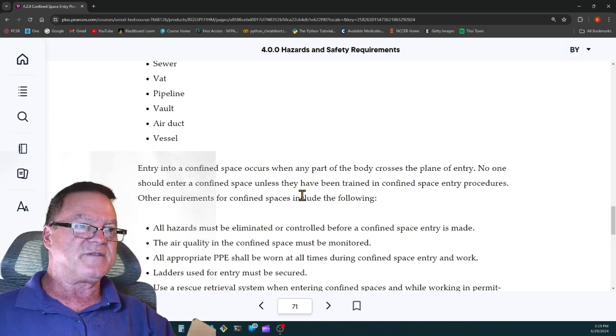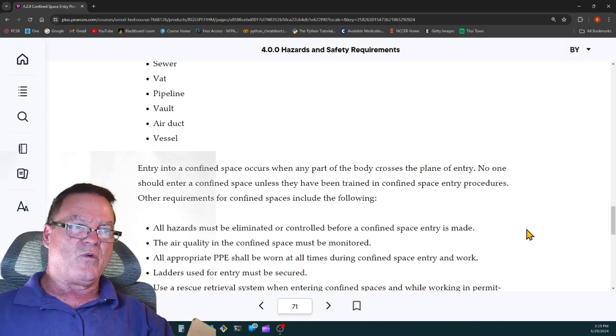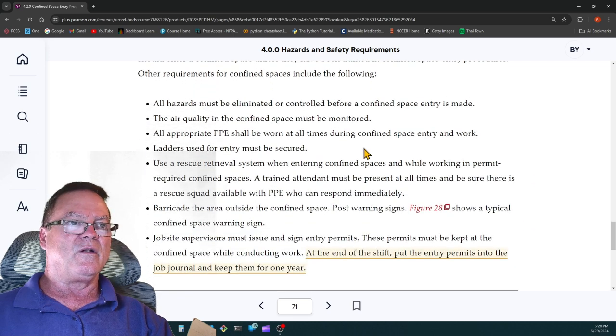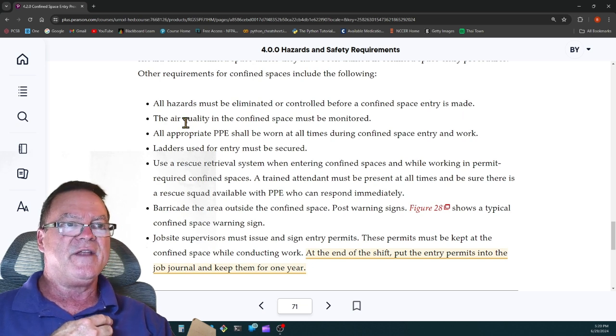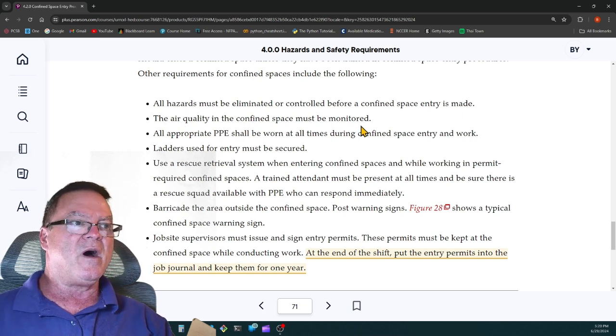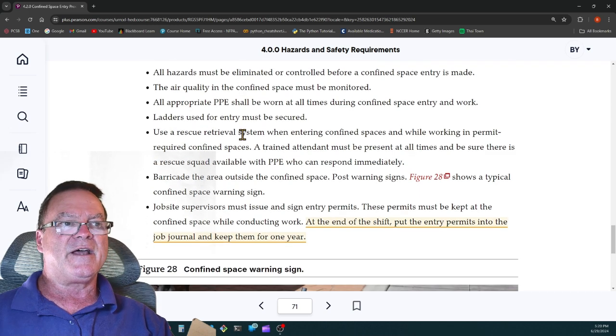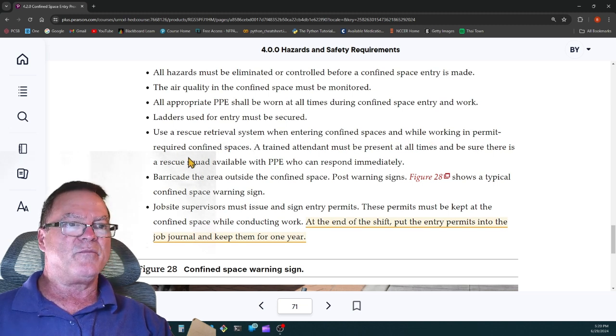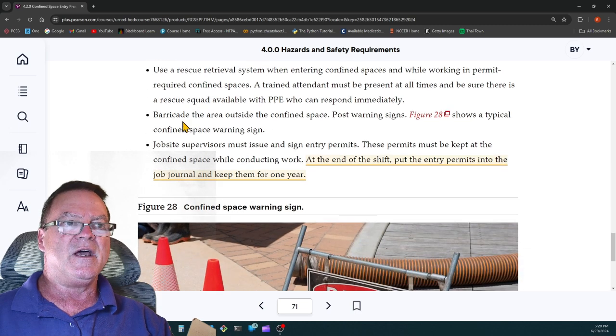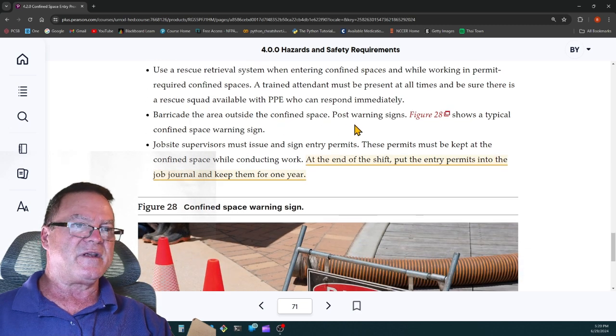No one should enter a confined space unless they have been trained in confined space entry procedures. Other requirements for confined spaces include the following. All hazards must be eliminated or controlled before a confined space entry is made. The air quality in the confined space must be monitored. All appropriate personal protective equipment shall be worn at all times during confined space entry and work. Ladders used for entry must be secured. Use a rescue retrieval system when entering confined spaces and while working in permit required confined spaces. Barricade the area outside the confined space.